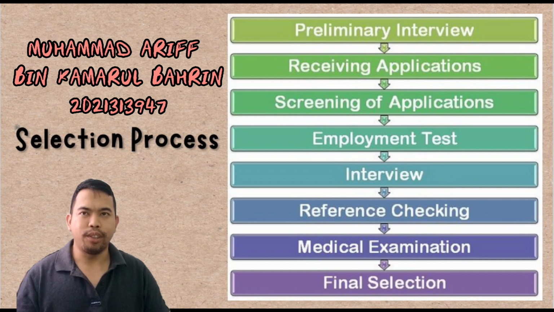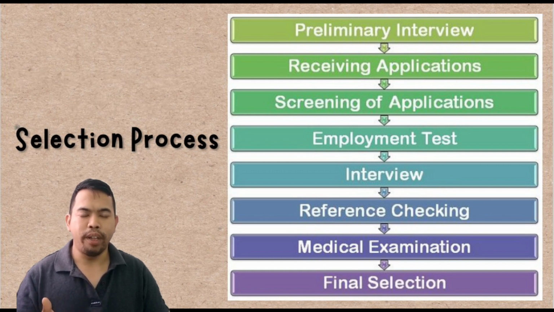I will talk about the selection process. The first is the preliminary interview, which is also called the screening interview, to screen and eliminate the candidates who do not meet the minimum eligibility for the organization. Next is receiving applications, where the candidate needs to fill in the application form in the prescribed format. Then the application form will be screened by the screening committee to find a suitable candidate to be interviewed.